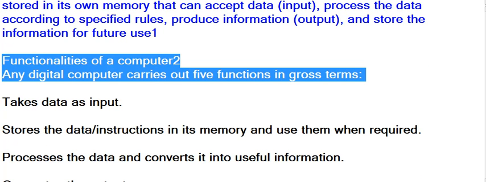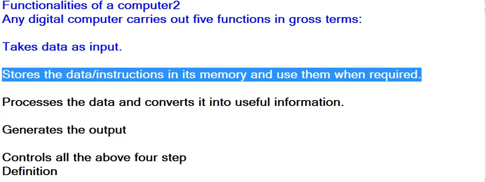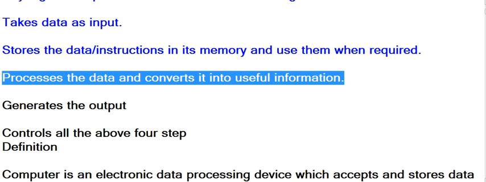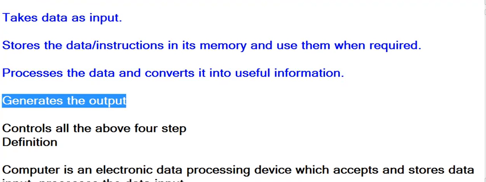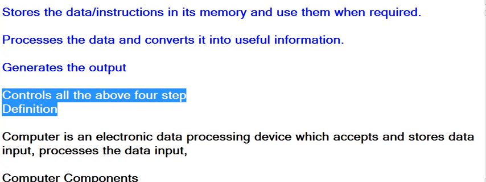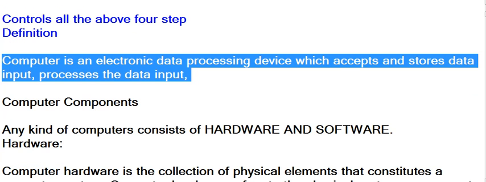2. Any digital computer carries out 5 functions in gross terms. Takes data as input. Stores the data and instructions in its memory and uses them when required. Processes the data and converts it into useful information. Generates the output. Controls all the above 4 steps. Definition: a computer is an electronic data processing device which accepts and stores data input, and processes the data input.